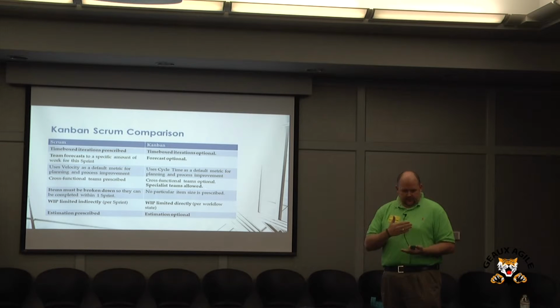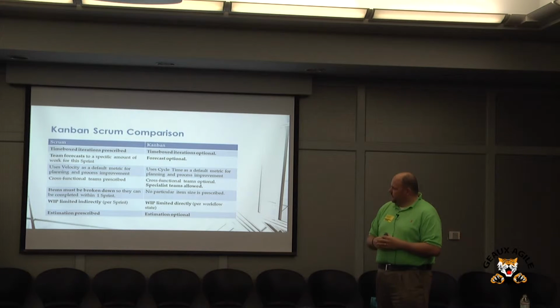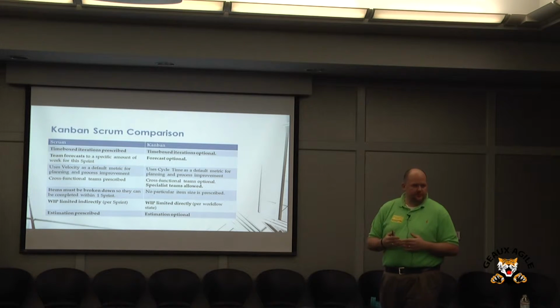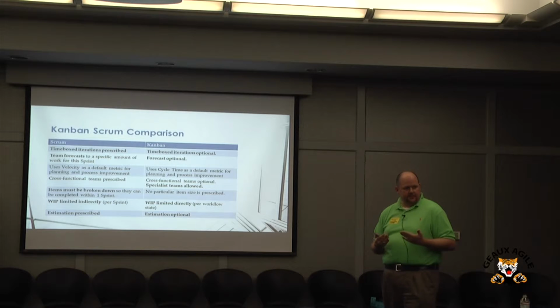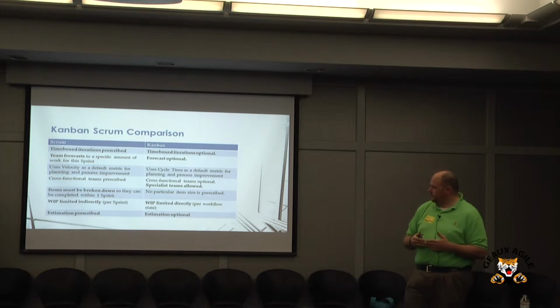Why do we need to wait 2 weeks to do a retrospective? Why can't I talk to Peter today and tell him, hey, we just did something wrong. We need to improve our policy right now. Let's not wait 2 more weeks. Forecasting: in Scrum, we forecast. In Kanban, that's optional. Big difference in measurement. Scrum's big on velocity, Kanban's big on cycle time. Cross-functional teams in Scrum, specialist teams are allowed in Kanban if you need to go that route.